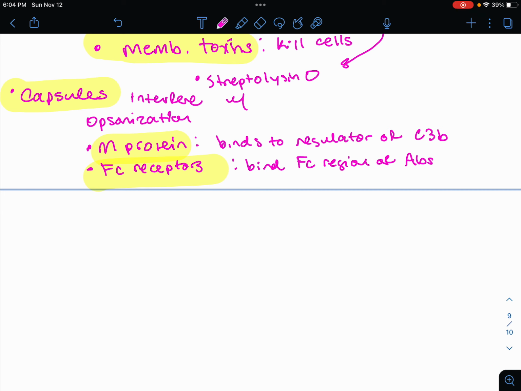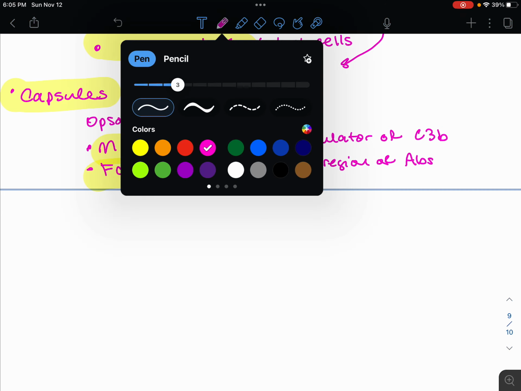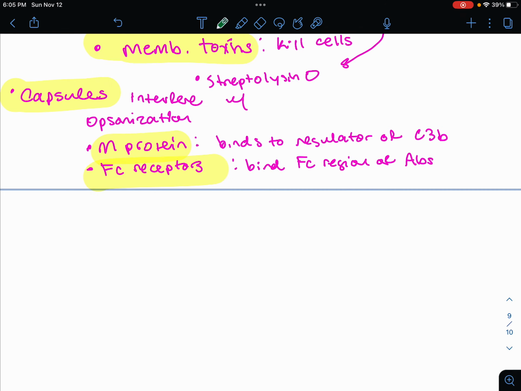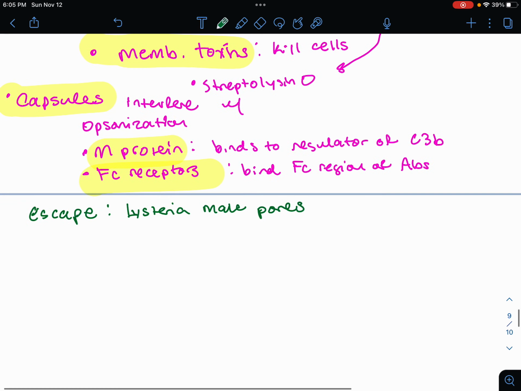Okay, so surviving within phagocytes. Some bacteria can survive inside those phagocytes. So there's escape. One of the methods that they have is just to straight up escape. Listeria is going to produce a molecule that forms pores. And then through those pores, they're just going to make their dastardly dash out of there.